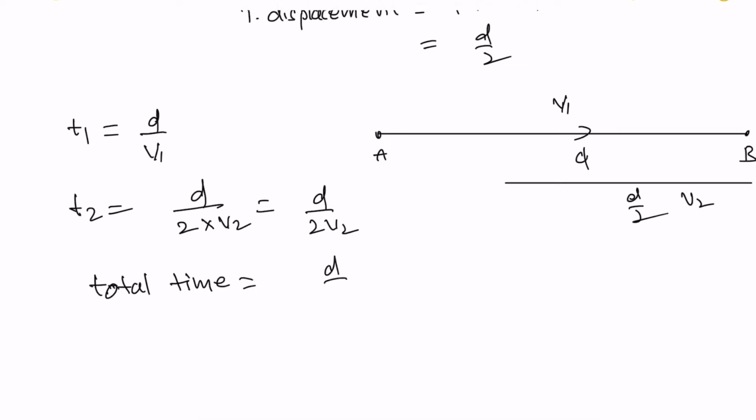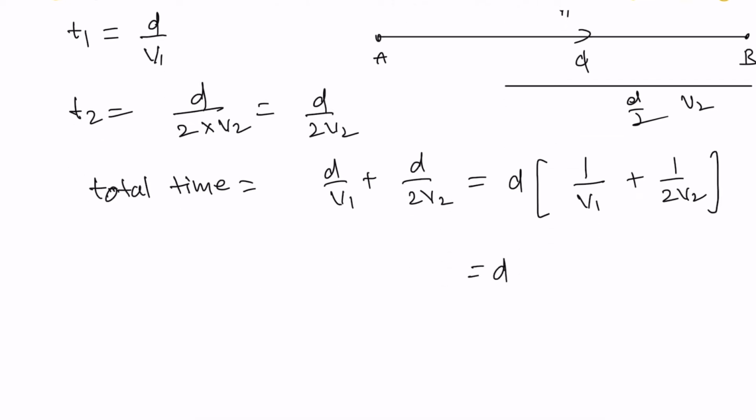So this is d by v1 plus d by 2v2. d is common in both terms. Taking d common, we get 1 by v1 plus 1 by 2v2.